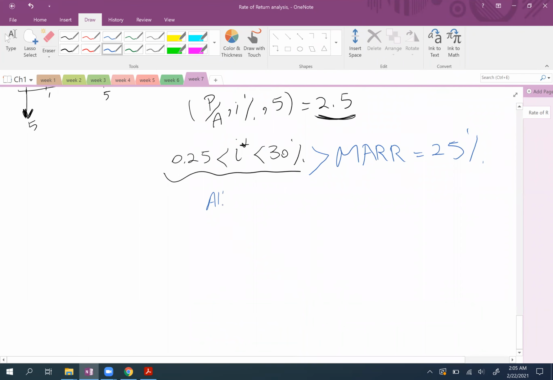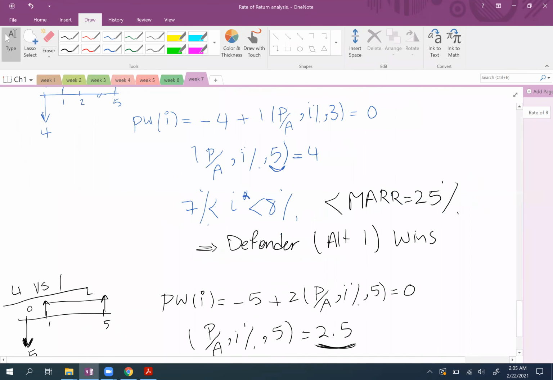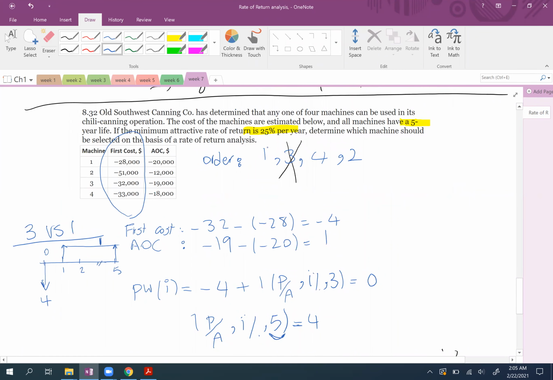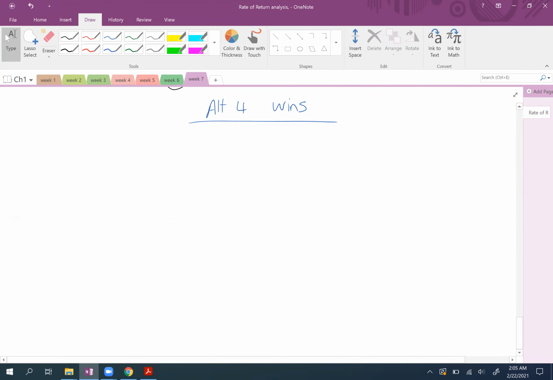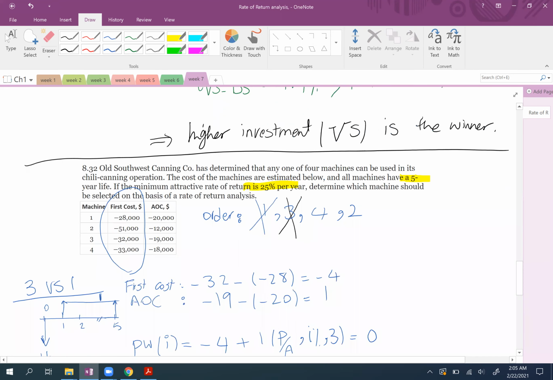Therefore alternative 4 wins in this round. So alternative 4 wins. So I will go back to this list. I will drop 1. The next comparison is 2 versus 4. So it will be 2 versus 4. Again, you need to create the incremental cash flow. 2 minus 4, look at here.